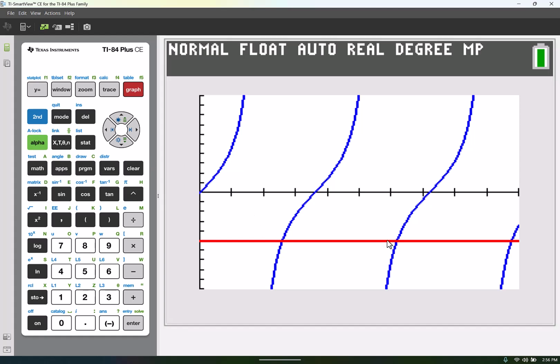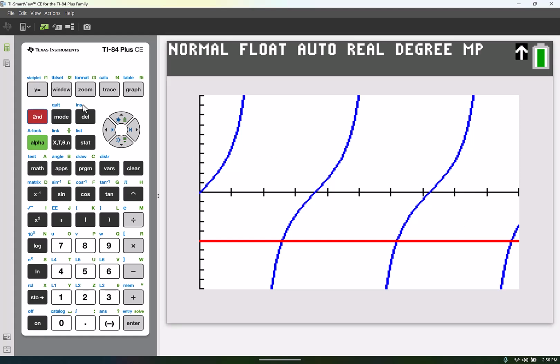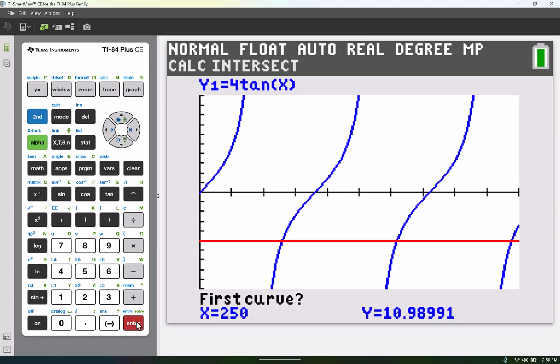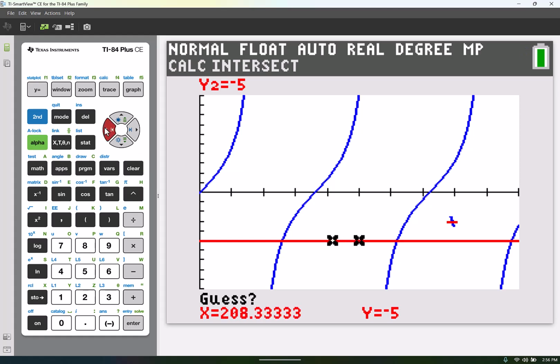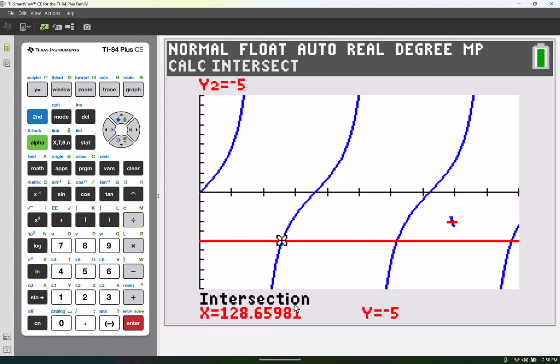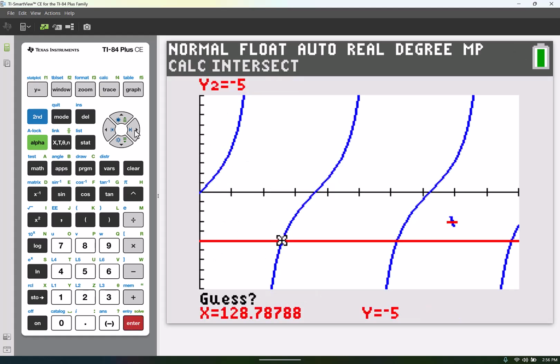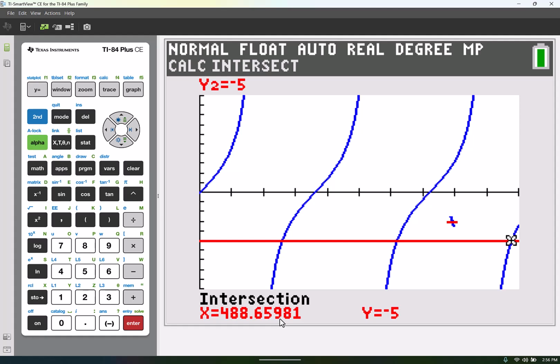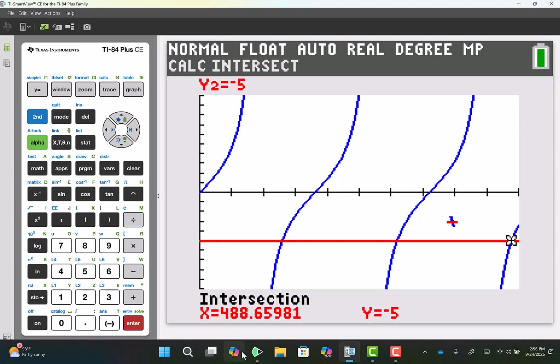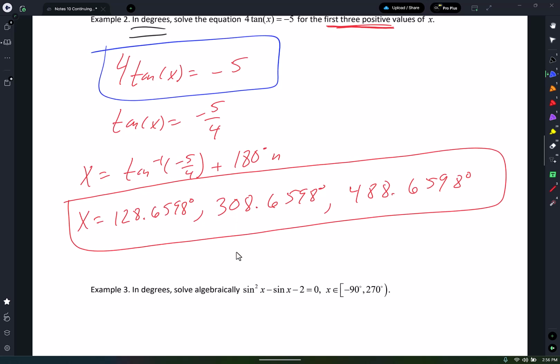And there it is, guys. I bet you those 3 answers right there are the answers that we got. Isn't that cool? Second, calculate, number 5, intersect, enter, enter, and then scroll to whichever one you want. I want this first one. I'm going to push enter, and I bet you it's going to be that answer that we got. Did we get 128.6598? Yeah. Second, calculate, number 5, enter, enter. I'm going to go all the way to the last one, way over here. I'll push enter. Bam. 488.6598. Did we get that? Yeah, good job. We're done with that. Cool or not cool?